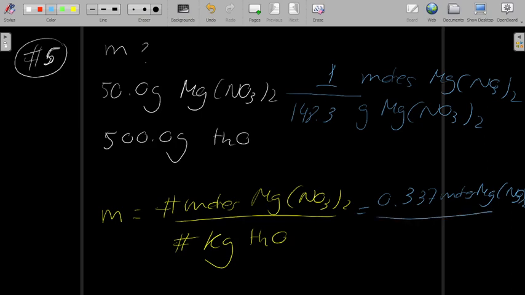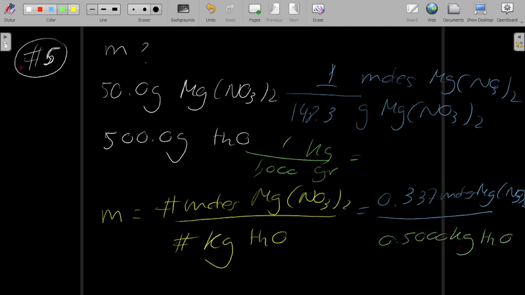Okay, great. I'm not done yet. I need to translate my water grams into kilograms. So no more grams, I want kilograms. 1,000 grams in 1 kilogram. Do the math, and I'm going to put it at the bottom here directly already. I have 0.5000 kilograms of water.